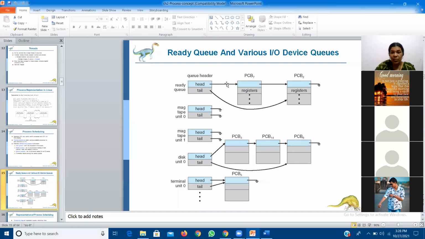If you look at the ready queue, here the queue header is shown. So head is pointing to PCB 7. From PCB 7 it is pointing to PCB 2, and again this queue ends over here. So after PCB 2, it is pointing to the tail. So tail is pointing to PCB 2 and head is pointing to PCB 7. So in this ready queue, only two processes are there. Which two processes? PCB 7 and PCB 2. So there may be more than two.